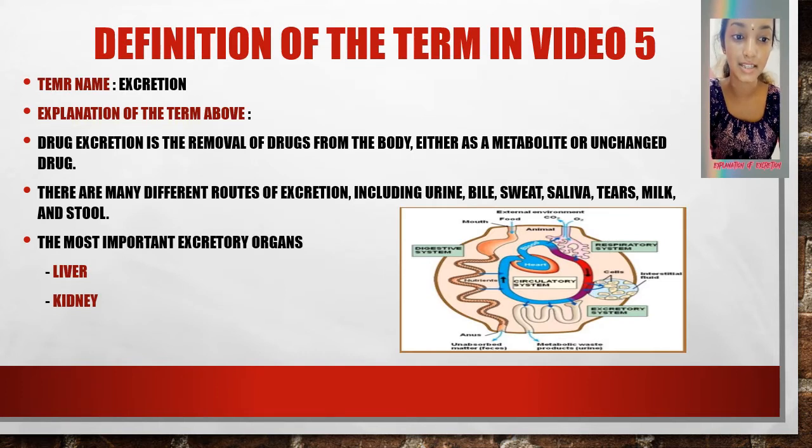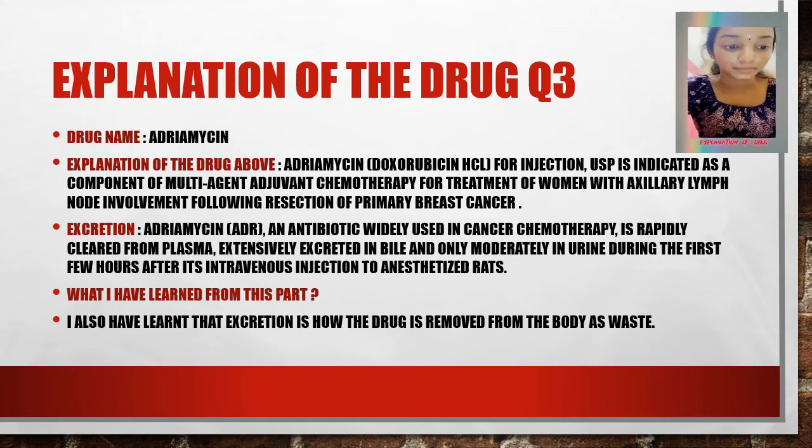The term name is excretion. Explanation of the term: drug excretion is the removal of drug from the body either as a metabolite or unchanged drug. There are many routes of excretion including urine, bile, sweat, saliva, tears, milk and stool. The most important excretory organs are the liver and kidney. So the explanation of the drug for excretion will be adriamycin.